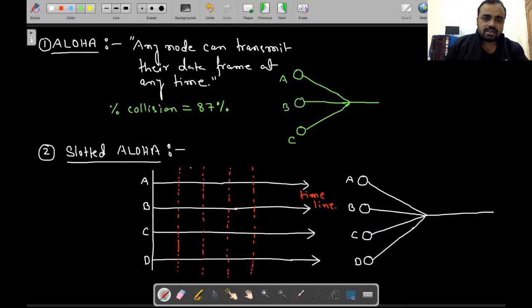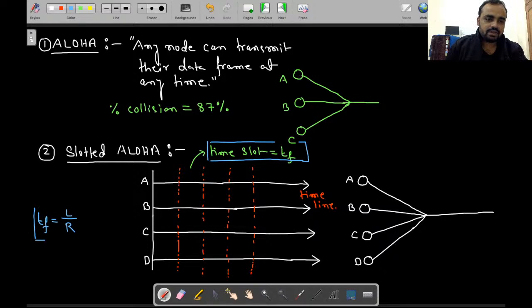So this is called a time slot, and this is equivalent to the transmission time of a single frame. And you know how to calculate the transmission time of a single frame. TF is equal to L, the size of the frame, divided by the bandwidth.